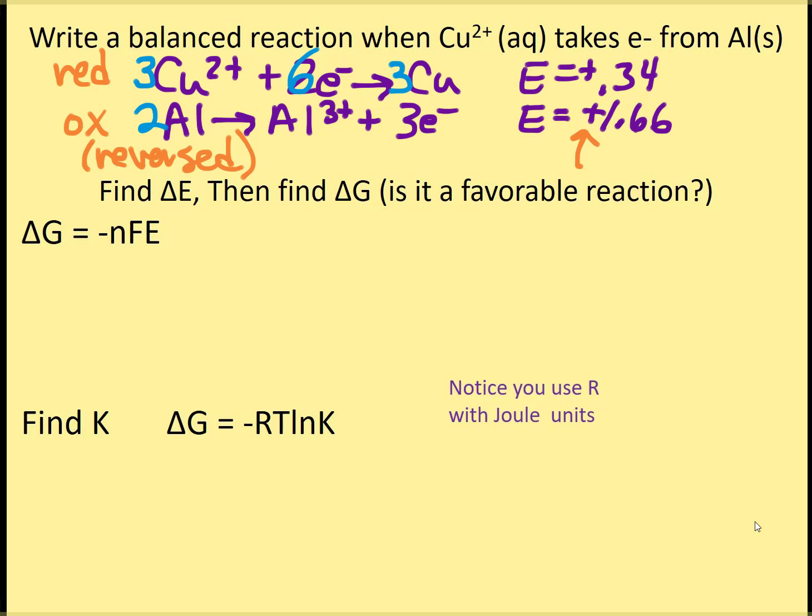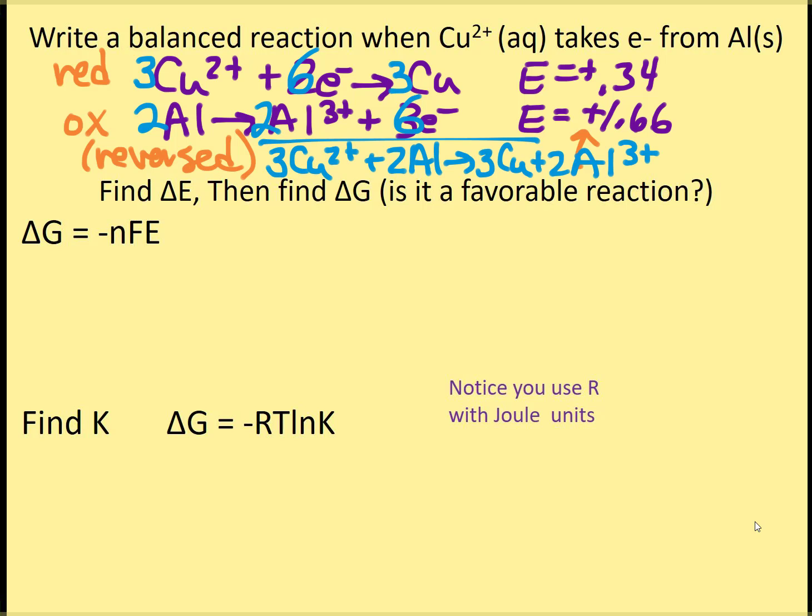So I have to do a common multiple of 6. So when I add that up, I get this reaction with my 6 electrons being lost and gained. Let's go ahead and find our electrical cell potential, so what E is. And I just add those up because again I already reversed the aluminum sign, and I get my volts as 2 volts. So now that I know what E is, then I can use this equation to find out what my Gibbs free energy is.